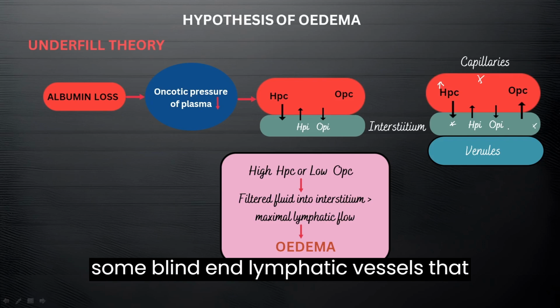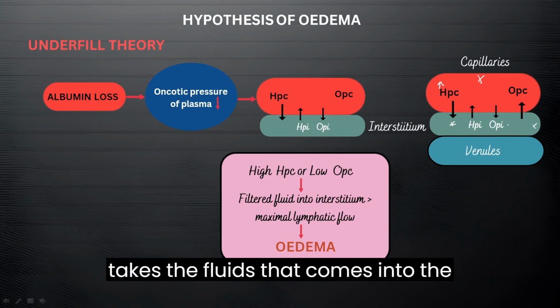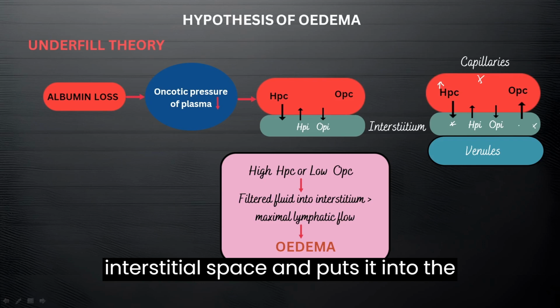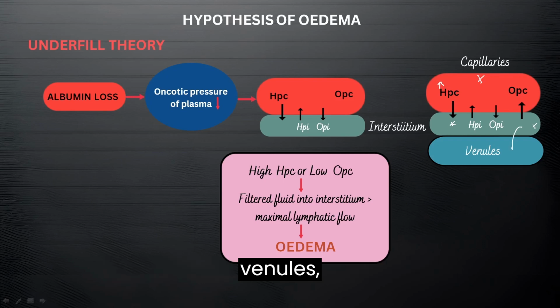Then after that, there are certain lymphatic vessels in the interstitial space. These are usually some blind end lymphatic vessels that take the fluids that come into the interstitial space and put them into the venules. So the point to note is excessive increase in the hydrostatic pressure of the capillaries leads to filtration of fluids into the interstitial space, and a decline in the oncotic pressure of the capillaries, which we see with nephrotic syndrome, would also lead to filtration of fluids into the interstitial space.